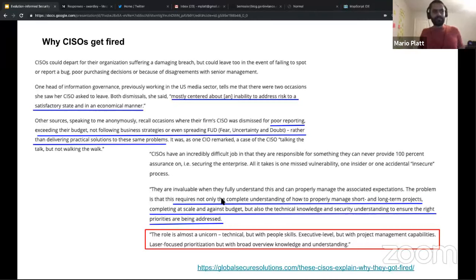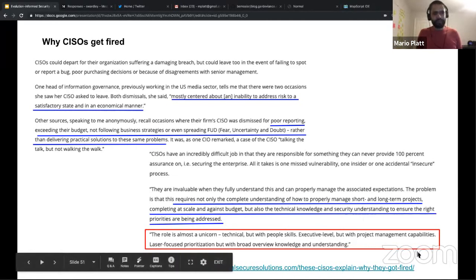And the thing is, this will require not only a complete understanding of how to properly manage short and long-term projects, completing at scale and against budget, but also the technical knowledge and security understanding to ensure the right priorities are being addressed. Again, back to what is important to our stakeholders and not what we think the compliance thing is saying or what Gartner is saying we should be spending our money on. And I put it in red because this is where I disagree with the article, right?